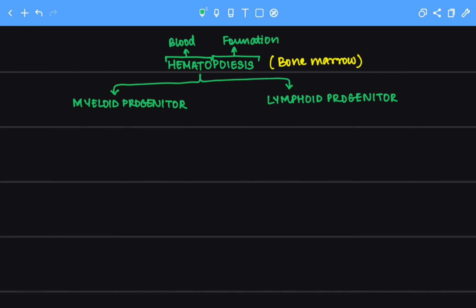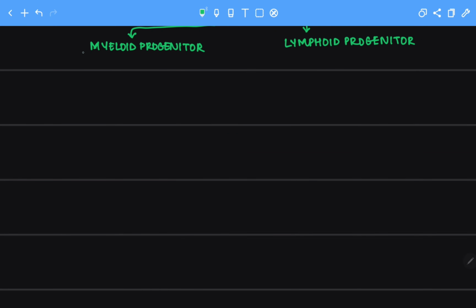So the myeloid progenitor cell gives rise to erythroblast. The erythroblast will give rise to the erythrocyte. The suffix blast indicates something that is not fully developed, but cyte indicates something that is fully developed.